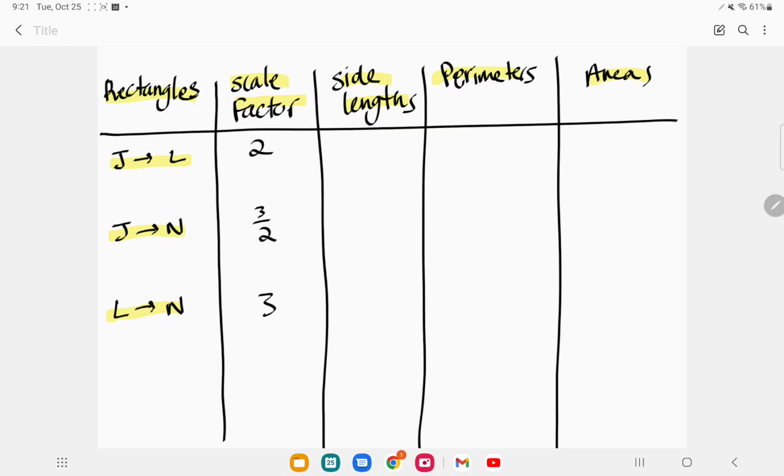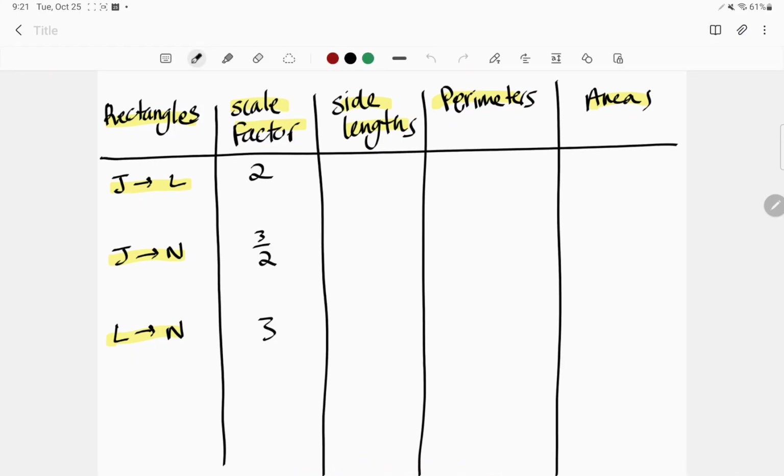And now I just want to point something out real quick. I'm not going to spend too much time on this, but at the beginning we learned that you can reverse this. So instead of going from J to L, you could also go from L to J. And the scale factor would be the reciprocal. So if we went from L to J, the scale factor would be 1/2. If we went from N to J, the scale factor would be 2/3. And if we went from N to L, the scale factor would be 3 over 1.